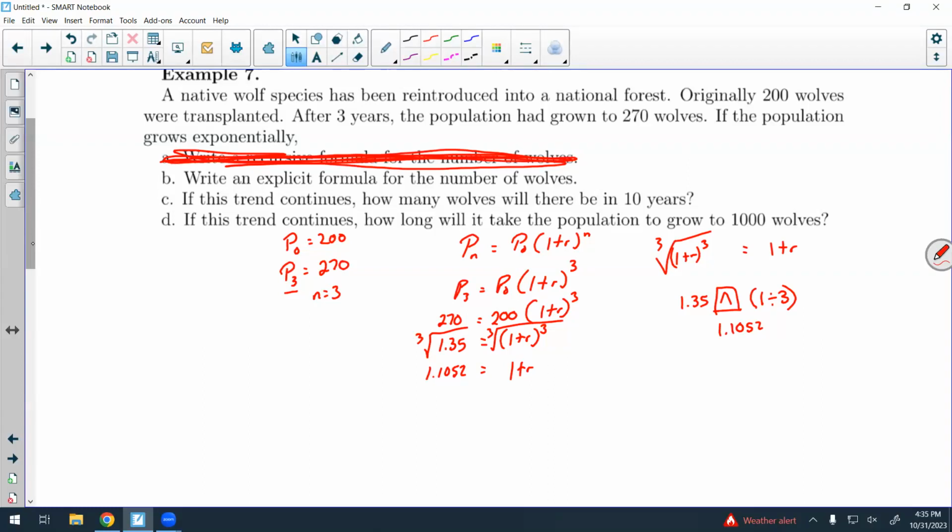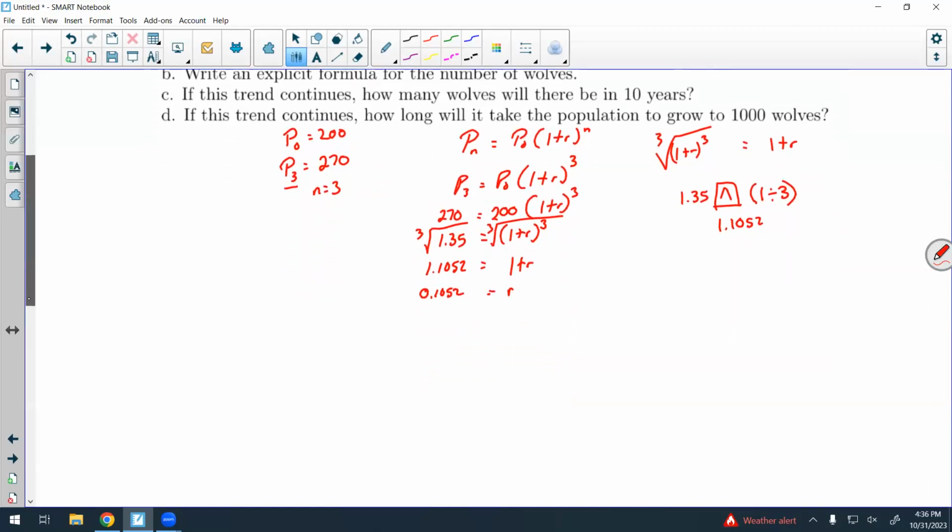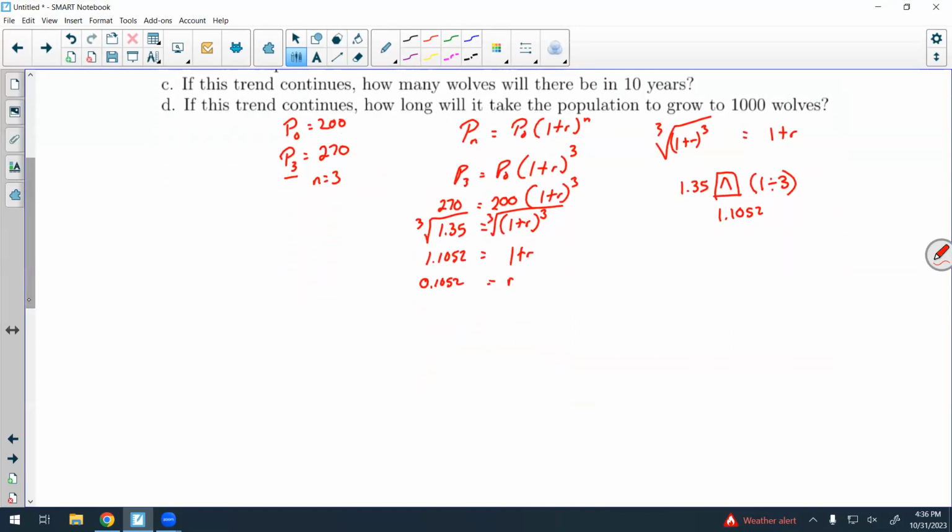Okay? So R is equal to 0.1052. I took the cube root here, both sides. Cube root of something cubed gives me that. The cube root of 1.35 we did right here. Then I just subtracted 1 from both sides, which I really didn't need to do because I need 1 plus R. So now P sub n equals P sub 0, 200, times 1.1052 to the nth power.